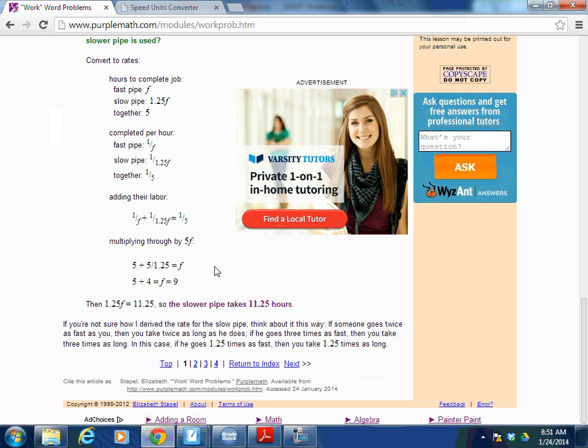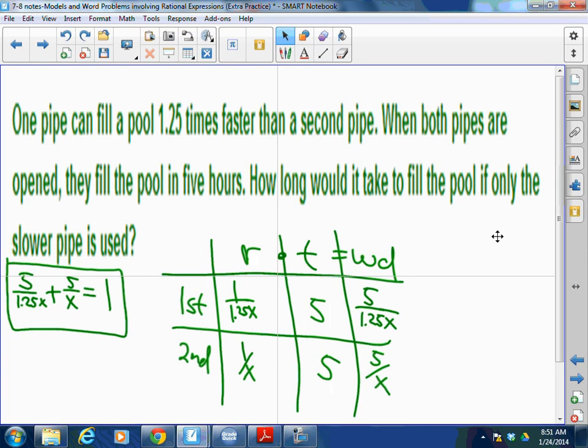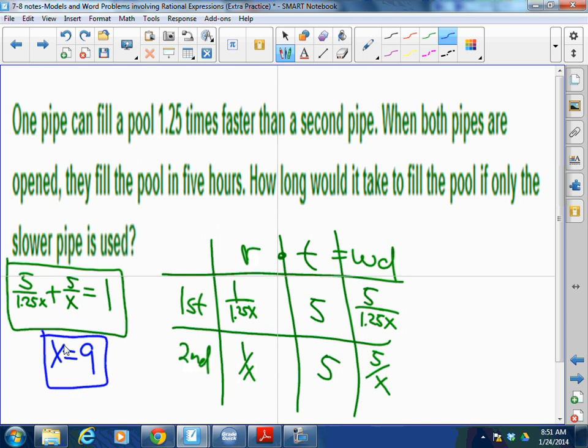The answer is 9. Well, x equals 9, but then when I plug it in, it'd be 11.25. Okay, guys. When you do this, the answer is 9. X is 9, but they're asking for how long would it take to fill a pool if only the slower pipe, it's 9. And the faster pipe would be 9 times 1.25, which is, I think, 11.25 or something like that. Okay, does that make sense, guys? You got the setup? You ready?